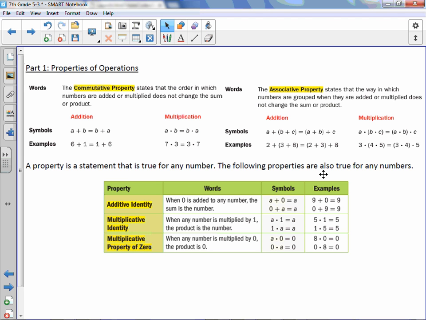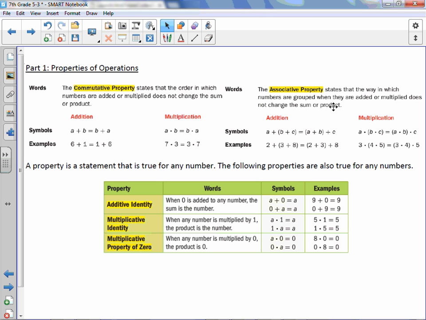The most common ones are the commutative property, which states that the order in which numbers are added or multiplied does not change the sum or product. So for example, 6 plus 1 is the same sum as 1 plus 6. Multiplication, 7 times 3 is the same product as 3 times 7.